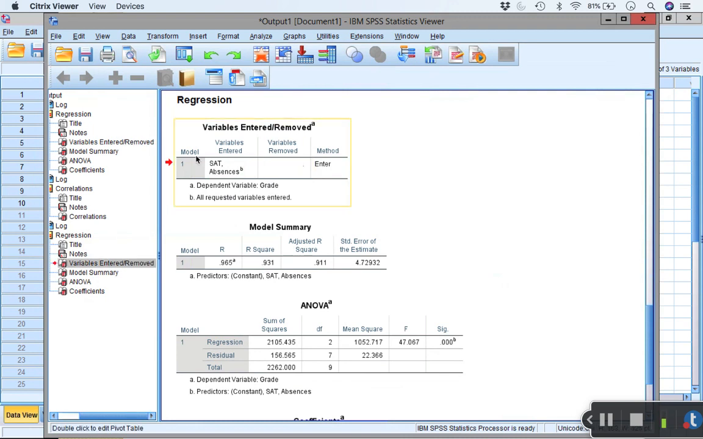So here we have very similar output to our simple linear regression. You can see here I've entered two predictors. My dependent variable has not changed. One thing to look at though is this model summary table. So our original little r, or Pearson correlation, was at 0.85 and we can see now it's gone up to 0.965.